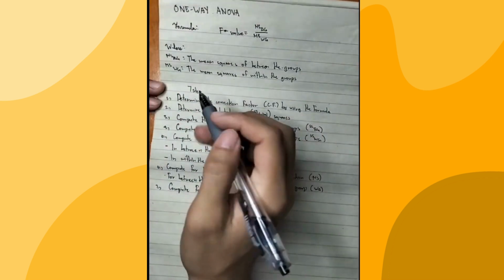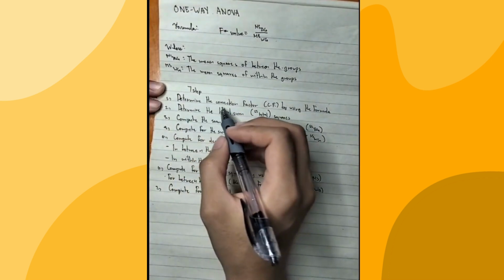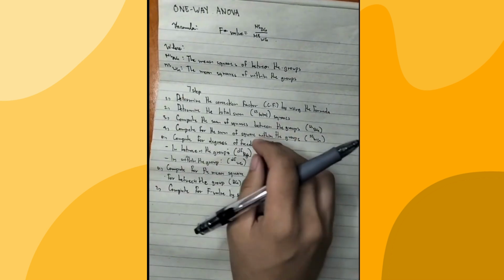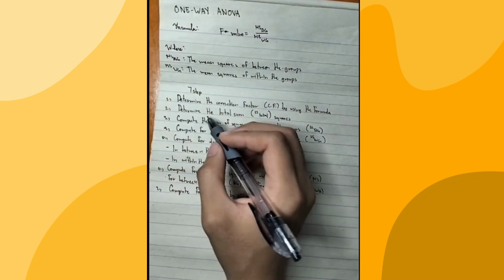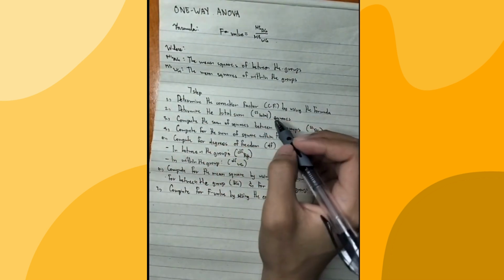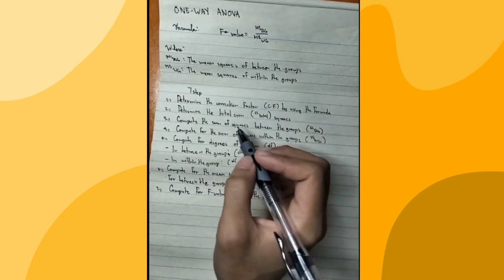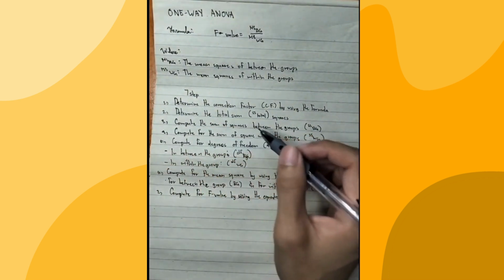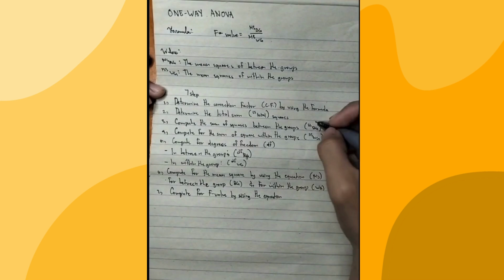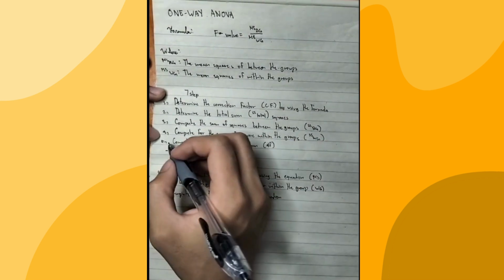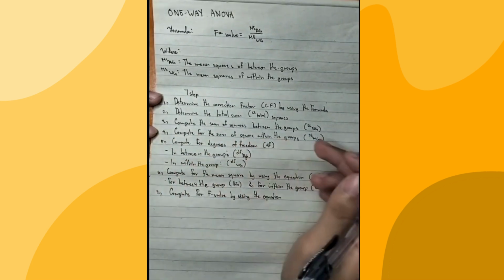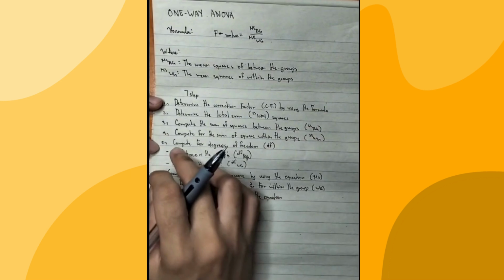So, first, determine the correction factor CF by using the formula. Second is determine the total sum of squares or SS total. Third, compute the sum of squares between the groups or the SSBG. 4. Compute the sum of squares within the groups or SSWG.